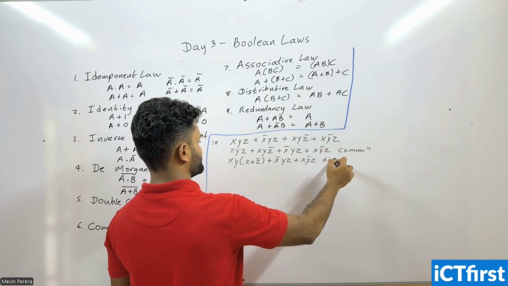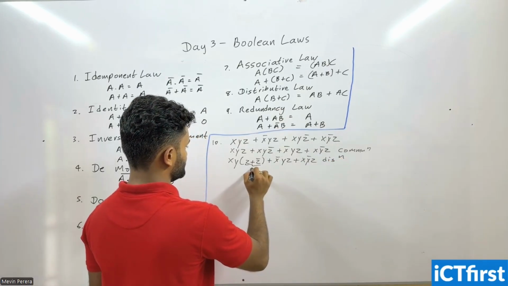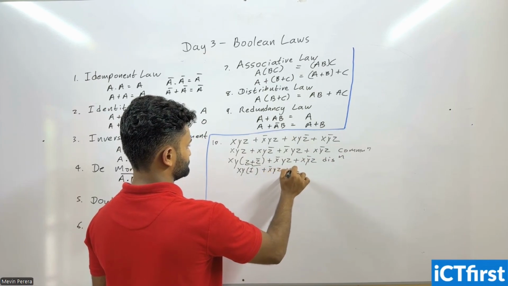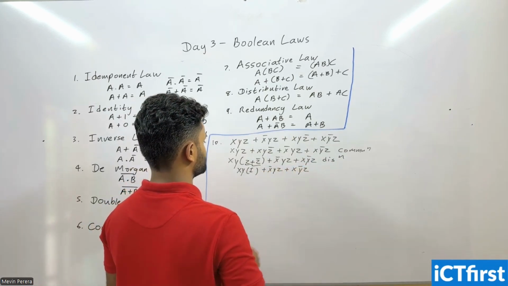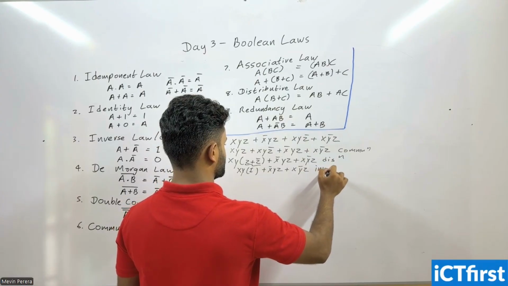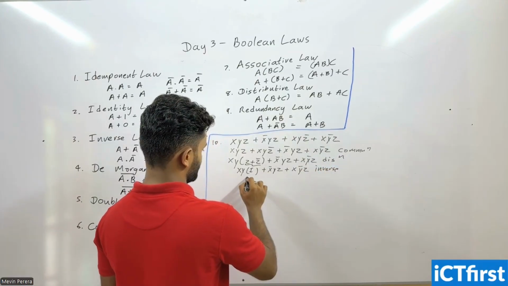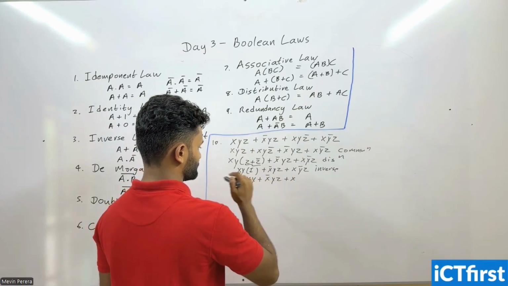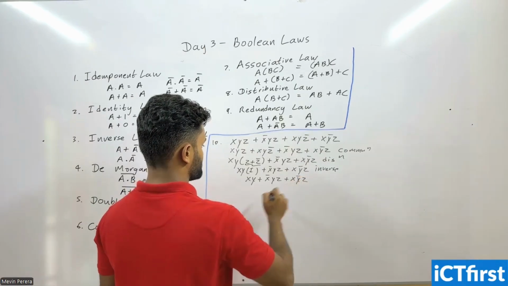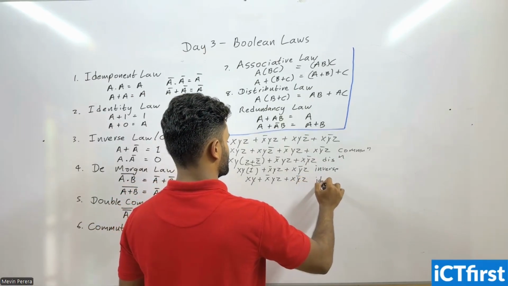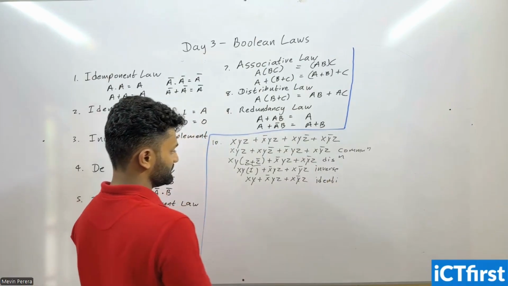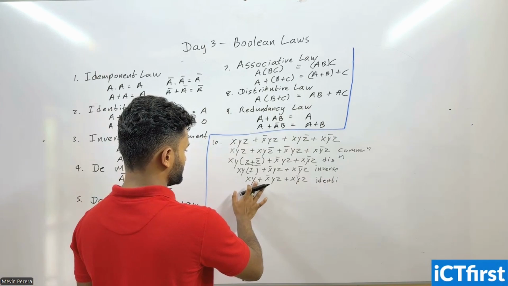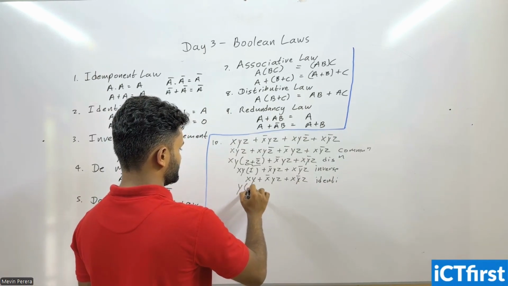So the name of the law is distributive. This is equal to 1. That is inverse law. This is identity law. Now still we have, it is not solved, right? So I will take y out since y is common.